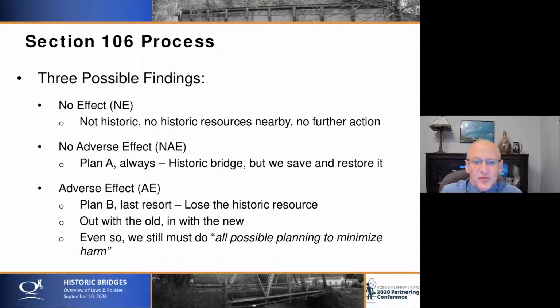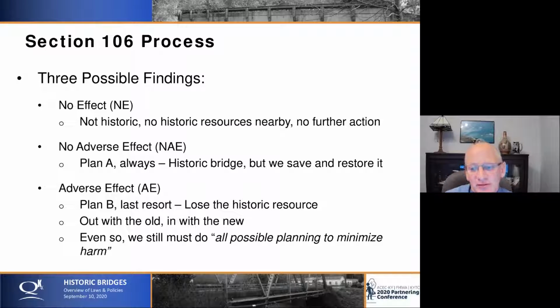At the end of the Section 106 process, there are three possible findings that the state SHPO's office, State Historic Preservation Officer, will issue. A no effect, which is most of our projects. No, it's not historic, and there are no historic resources. We took a look, we documented it, we coordinated it, and it's no effect. That's most of them. If we have a historic bridge, the next best thing you can get is no adverse effect. And that is always our plan A.